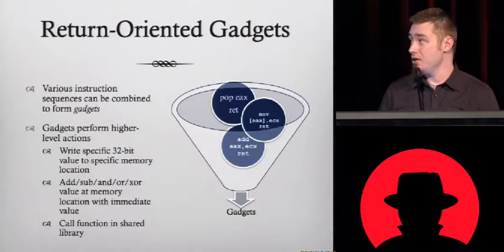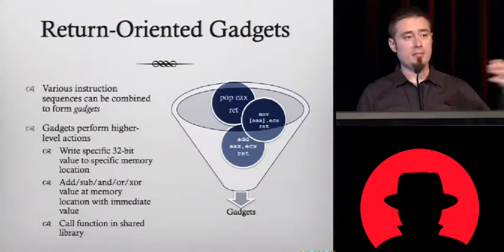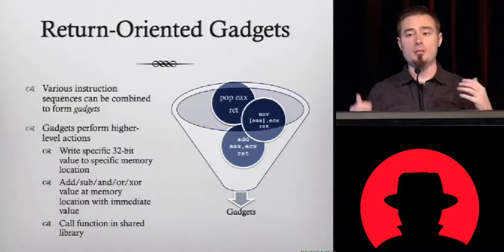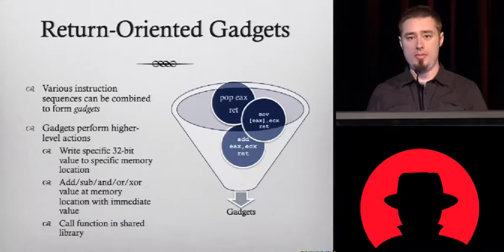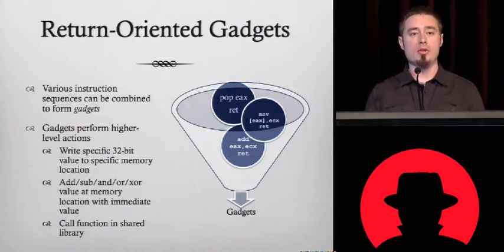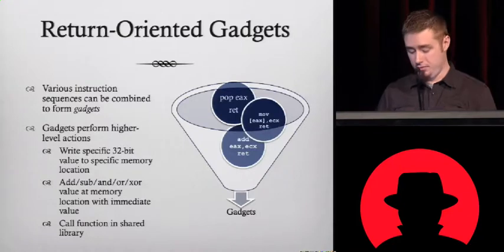And to explain what a gadget is: gadgets are ways of combining these unintended sequences along with data on the stack to perform a sort of higher level semantic action. So, some examples of a gadget are a sequence that will write a chosen 32-bit value to a chosen memory address, or another sequence that will do arithmetic operations on a piece of memory, or a sequence of returns that will actually simulate a function call. And basically what you're going to do is write your program out of these gadgets.